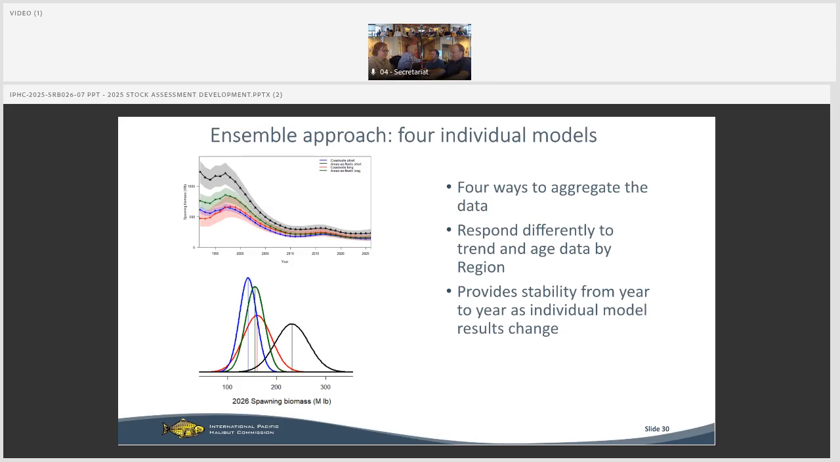Okay, so as you will recall for Pacific halibut, we have been for a number of years, I guess more than a decade.